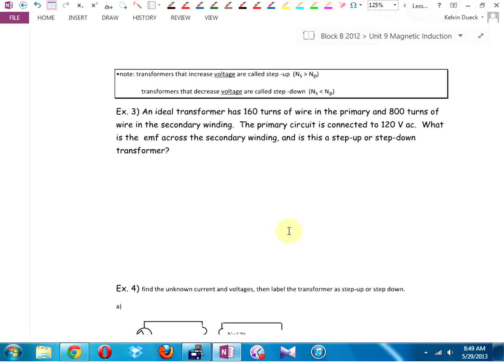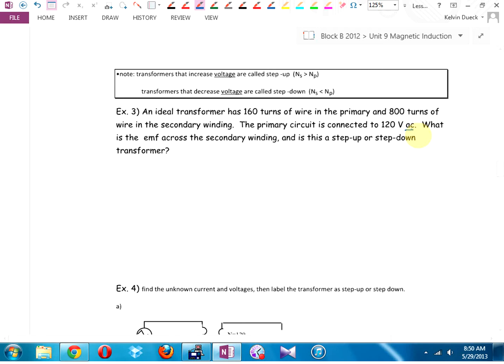So an ideal transformer has 160 turns of wire in the primary, 800 turns of wire in the secondary. The primary circuit is connected to 120 volts AC. It is alternating current, so this will work. What is the EMF across the secondary winding? And is this a step up or a step down transformer?